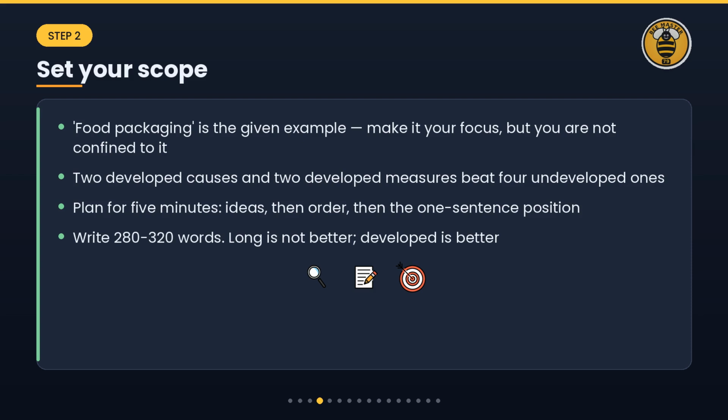Now think about scope. The prompt says household waste and gives food packaging as an example, so packaging is the safest focus, but you are not forbidden from mentioning other refuse. Spend about 5 minutes planning. Aim for 2 developed causes and 2 developed measures, rather than 4 thin ones. Depth beats quantity at Band 9.